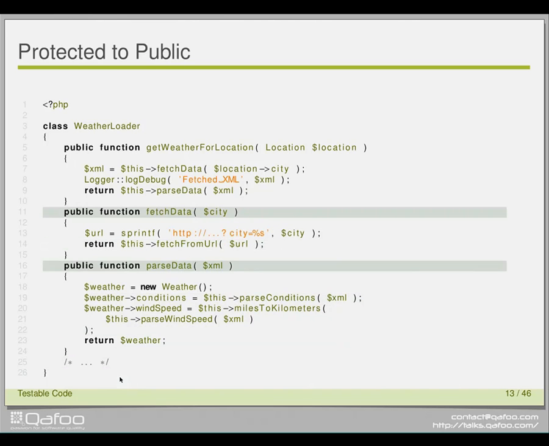So what most people do is then just change the protected thing to public, and as you can see here, this change was really, really small. The protected keyword here just changed to public. And then it's really easy to write tests for it. So you can dedicatedly test the parse data thingy and the fetch data thingy, and then you can also write some more tests for the get weather for location method, and everything is fine.